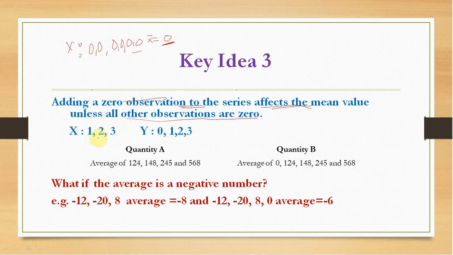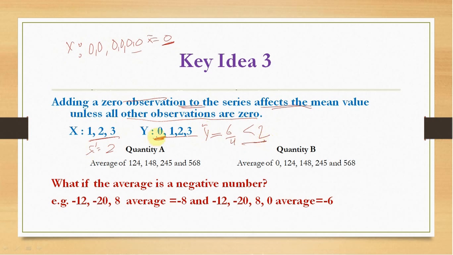But now consider this series where all observations are not 0. So here the average is 2, and now if you add one observation 0, the average value will be 6 divided by 4, which is less than 2. So in this case the average will be smaller. But this is not always the case.